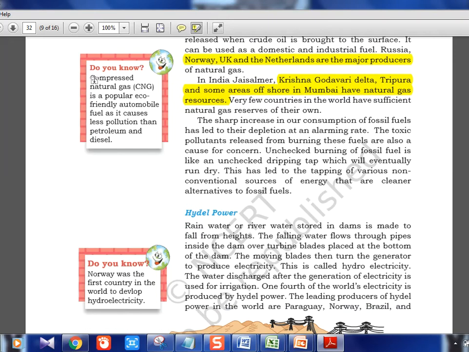Compressed natural gas, CNG, was promoted in Delhi and elsewhere, but it did not become that successful. It is a popular eco-friendly automobile fuel as it causes less pollution than petrol and diesel. People are being asked to switch to CNG, but it is not being used so widely.